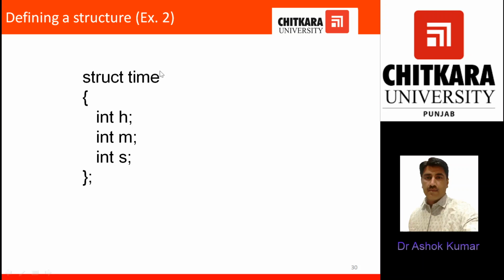Another example, if you want to define a time type structure, you will first write the keyword struct, then the name. As we discussed earlier, this time we have taken the word time as the name of the structure. Then within the braces, the members of the structure. As we discussed earlier, time will have three attributes: hours, minutes, and seconds. So I have declared three variables, each of type integer, in the braces of the structure. These are the members of the structure, and this is the structure tag. And after the right brace, I have put a semicolon to mark the end of the structure.